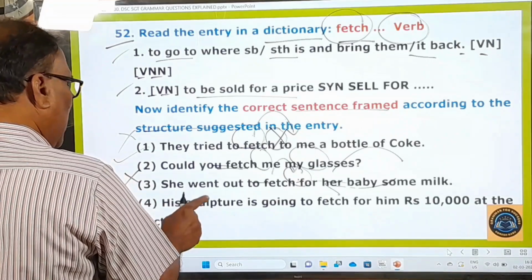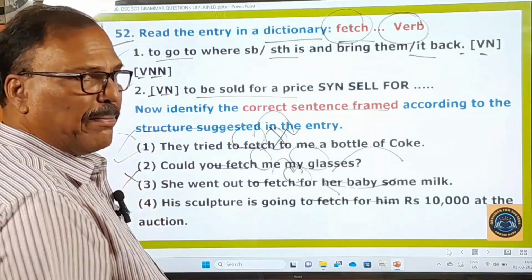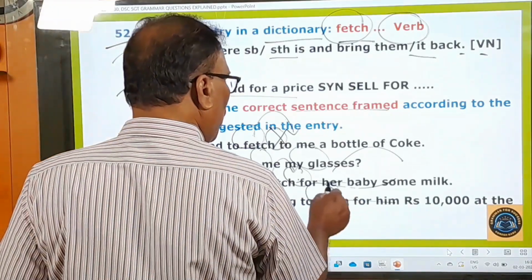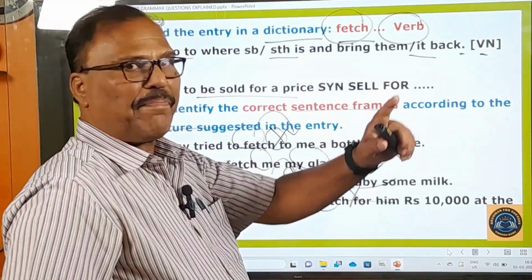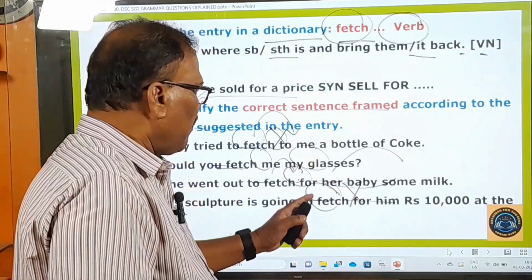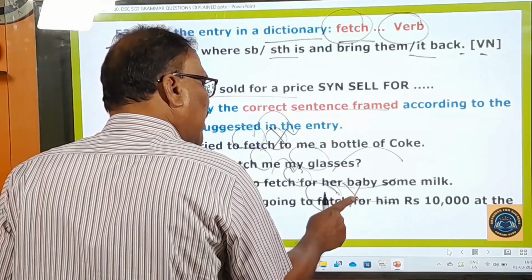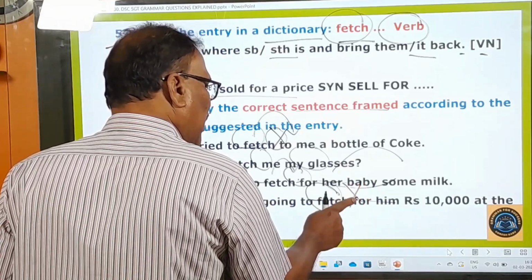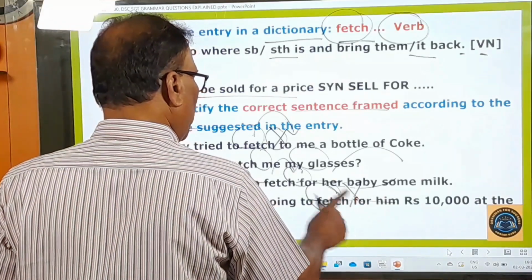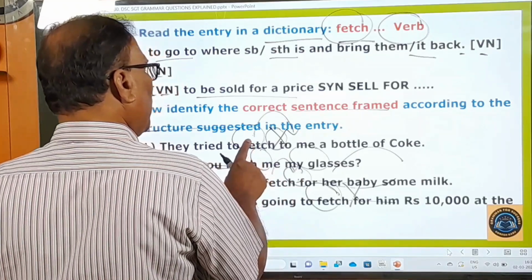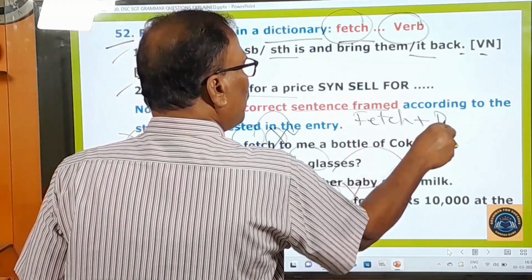And you go to the fourth one. His sculpture is going to fetch for him. Fetch for him is sold for him. That is the meaning. But here, after fetch, no preposition is used. You should simply say his sculpture is going to fetch him. Fetch him itself is okay. But why do you say fetch for him? Had the examiner not used this "for" here, then this sentence would have been correct. So after this fetch, we should not use any preposition. Wrong.